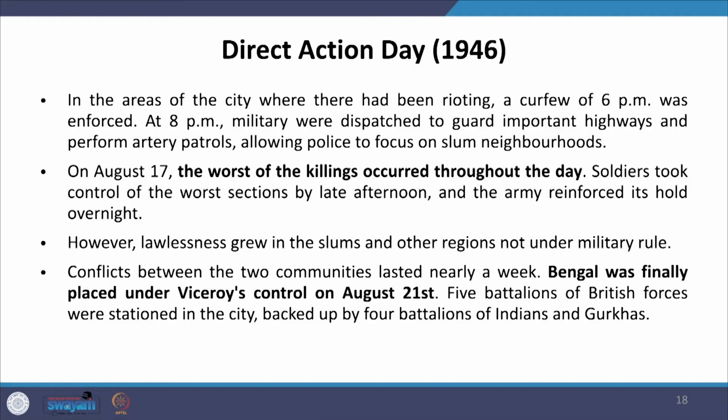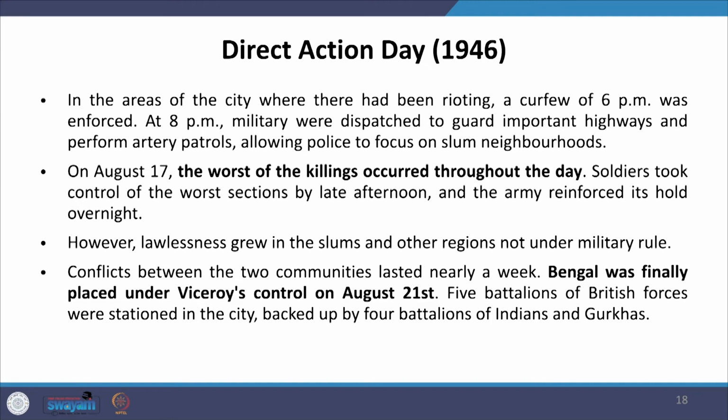So, on August 17, the following day, the worst of the killings occurred throughout. Throughout the day, people saw soldiers taking control of the devastated sections at least by late afternoon, and the army reinforcing its hold overnight. However, we see gross lawlessness growing in the slums and in other regions that were not under the military rule. Conflicts between different communities lasted nearly for a week.